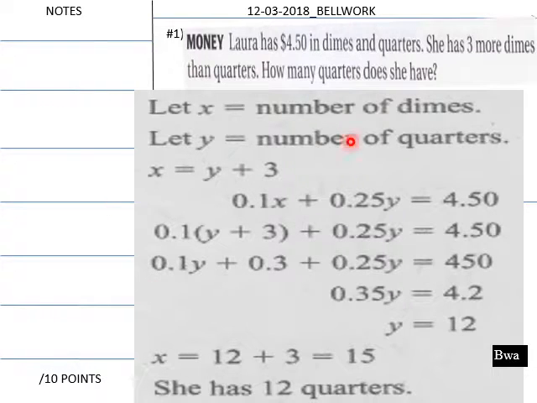And then see, she has 3 more dimes, so we have y plus 3 plus this amount here. So our y is our quarter number. And then we multiply through here, distributive property. We come up with y equals 12. Plug that back in, so she has 12 quarters. That's how that would be solved.